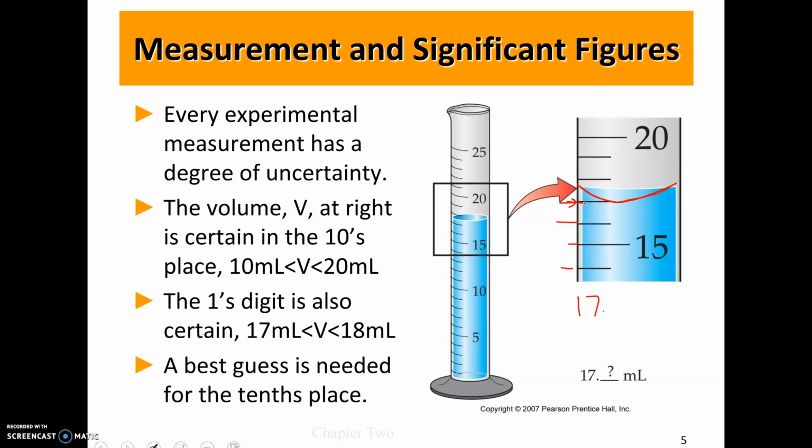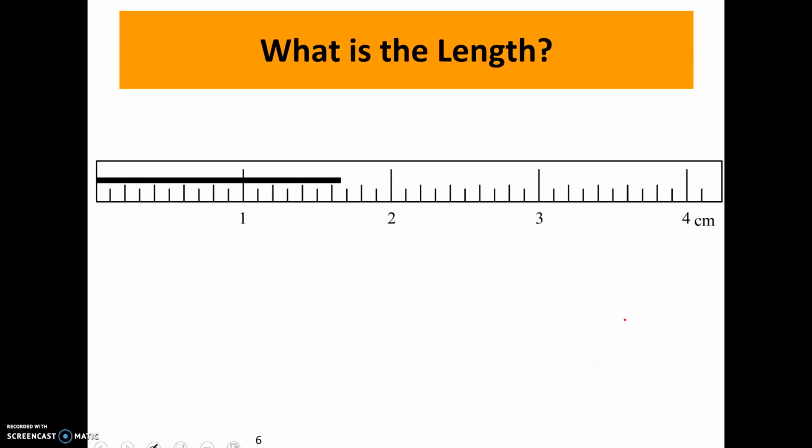So if I think it's exactly 17, I'm going to say 17.0 milliliters. That tells the person reading my measurement that my scale went to the ones and my estimation of the tenths is 0.0. So you must estimate one digit beyond the scale.